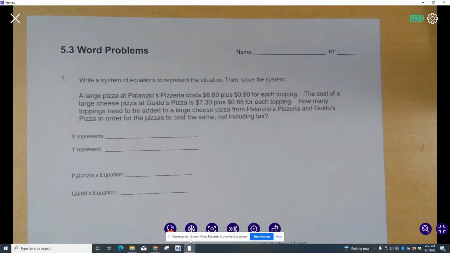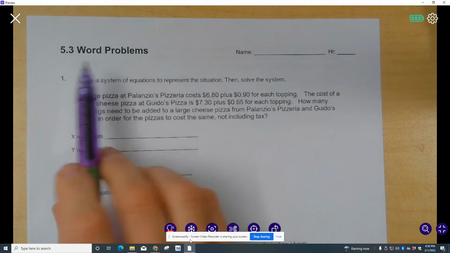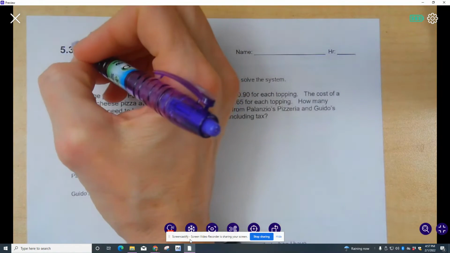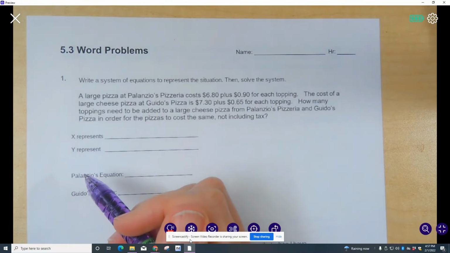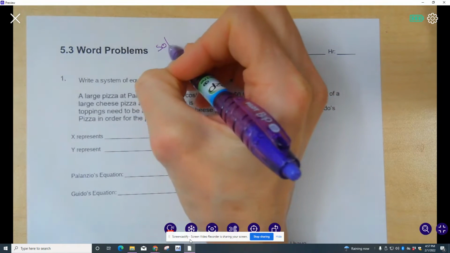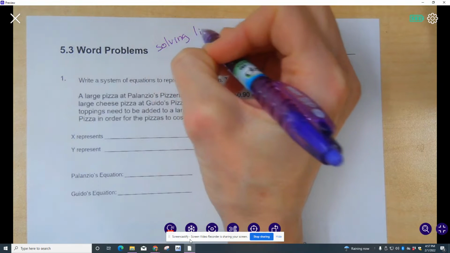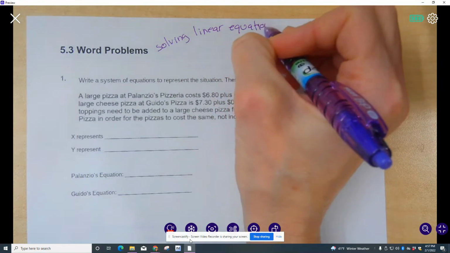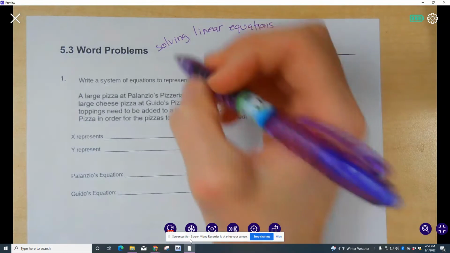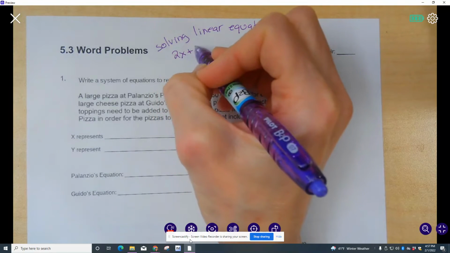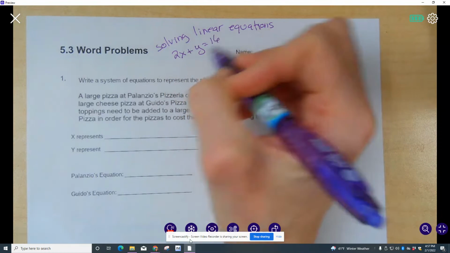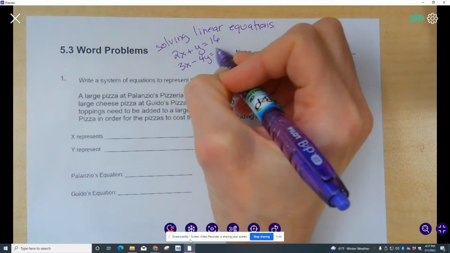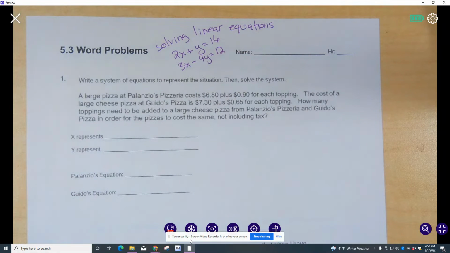Hi there. In this video, we are going to be looking at word problems that come with section 5.3. And remember, sections 5.2 and 5.3 are solving linear equations. So in each of these problems, we're going to have to write two linear equations, something similar to what we've been doing in class. This is just an example, but we're going to need to write two equations.